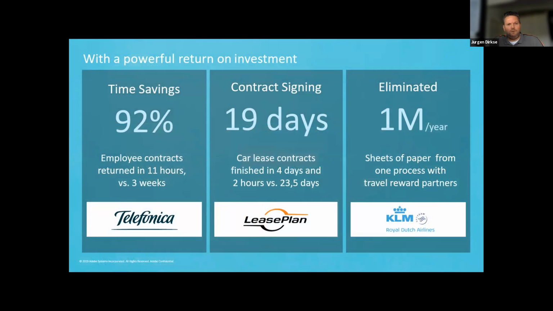If you look at a few examples of customers, there are 3 examples that we created. Telefonica, a huge phone organization in the UK, made a time saving of 92% on their employee contracts. Normally it takes 3 weeks before an employee contract is sent out, reviewed, and the official signature is back, because we have to do it by post or by mail or by courier. So that's all kind of ways. And we brought it back.